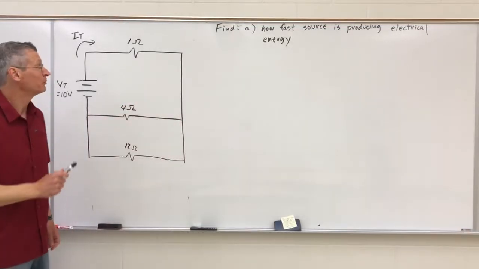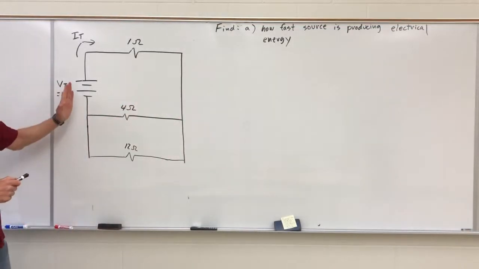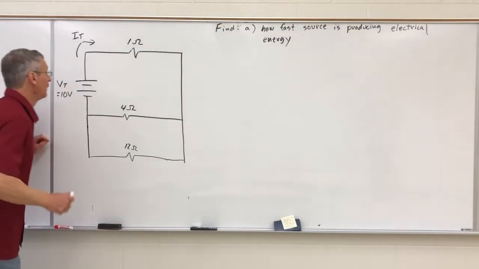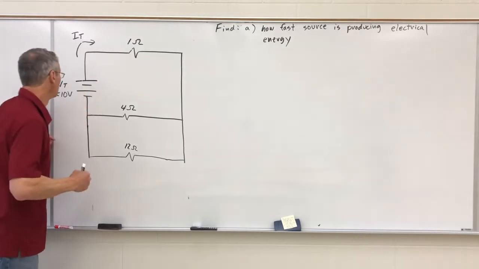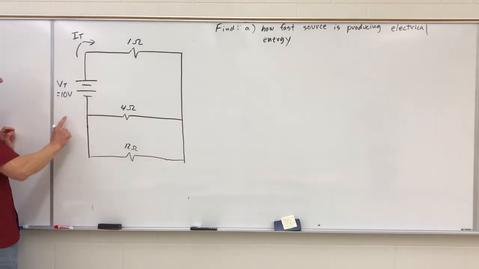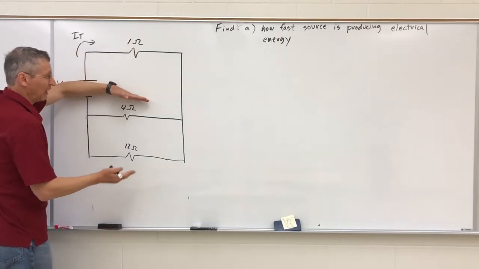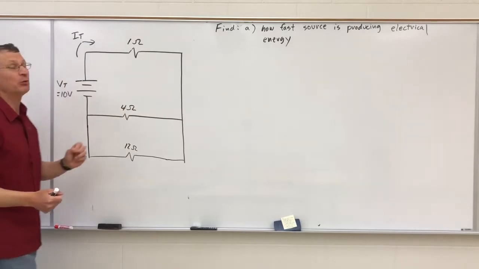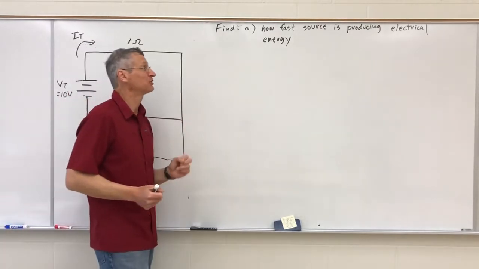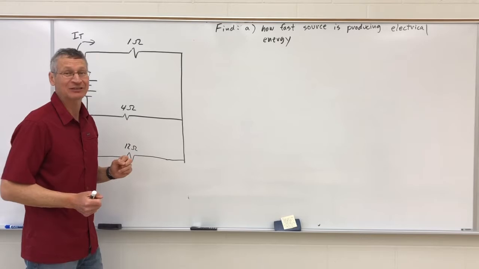Here's a good problem to take a look at. Here's a circuit, and you can see we've got a source that is providing a total potential increase of 10 volts, and we've got a 1 ohm resistance in series with a 4 and 12 ohmer in parallel. And what we want to figure out is how fast the source is producing electrical energy.